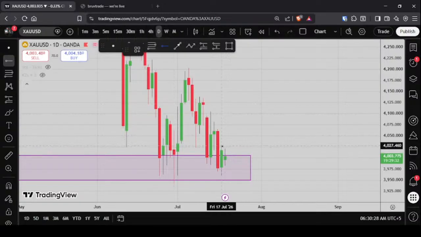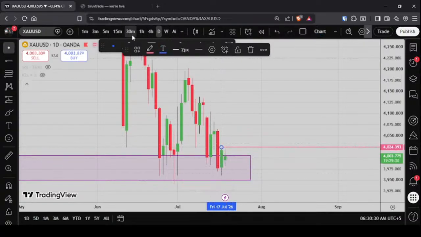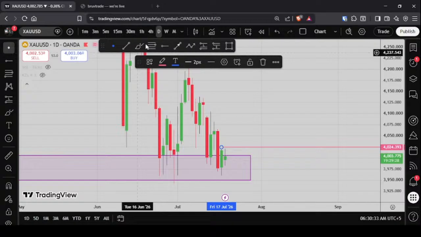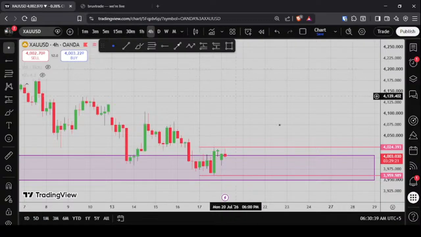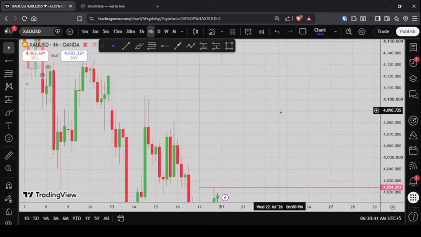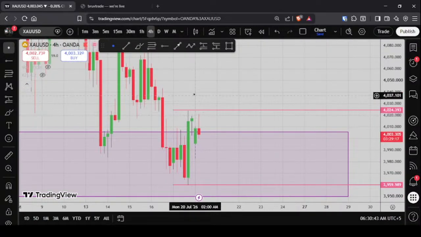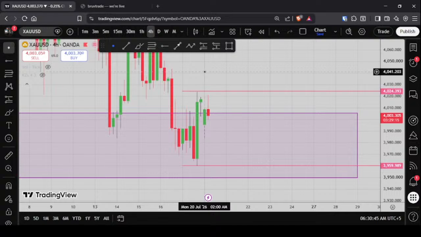Let's mark the previous day high and previous day low. Let's go to the 4-hour time frame. Right now, the 4-hour does not have any major swing that I want to mark. Still, there is a swing right here.